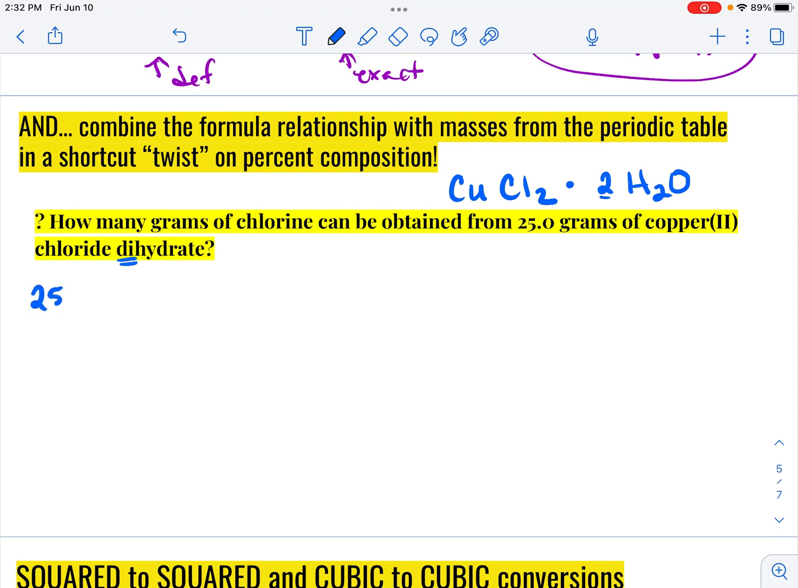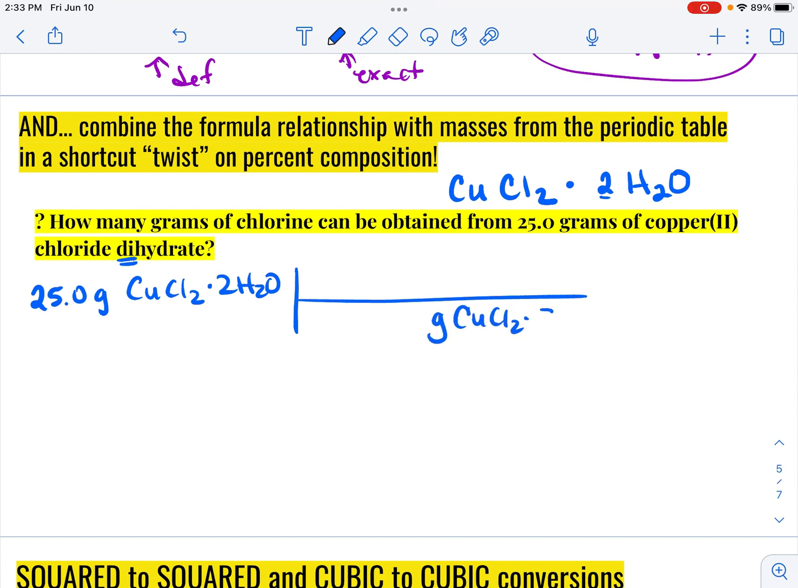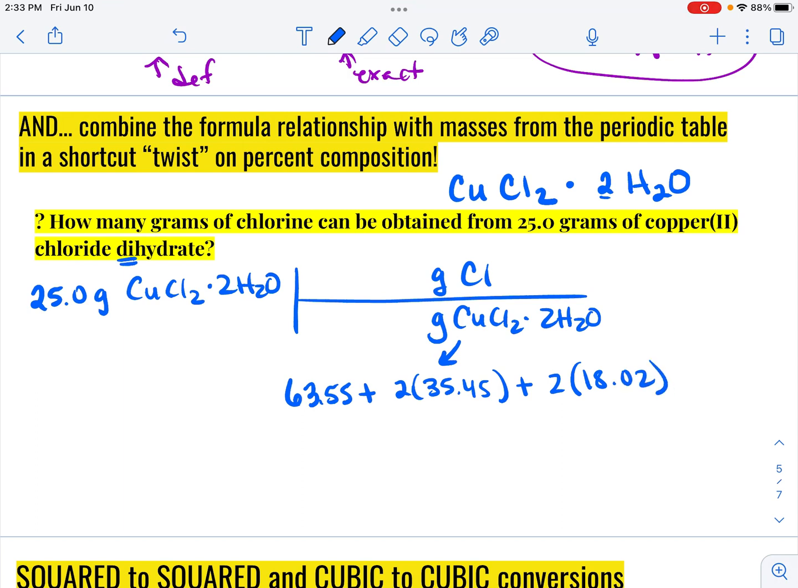So let's start with 25 grams of CuCl2·2H2O and find out, we need to get rid of grams of CuCl2·2H2O and find grams of Cl. So I'm going to use the periodic table as though I'm finding the molar mass. And when I do that, I'm going to find the molar mass of this from the periodic table as 63.55 for the copper and 2 times 35.45 for the chlorine. And then I know water, so I'm going to do 2 times water as 18.02. And that gives me 170.49 grams of the whole thing.